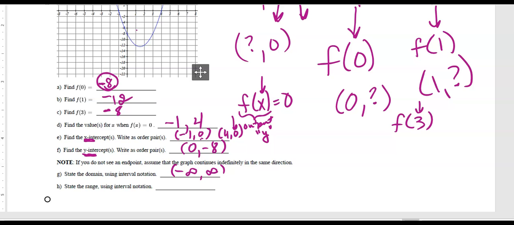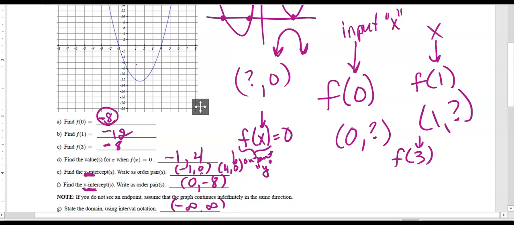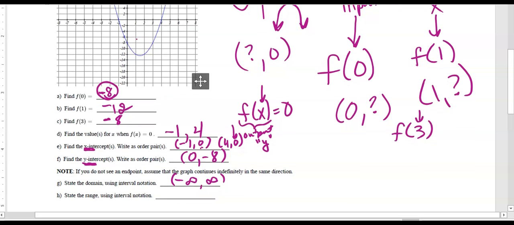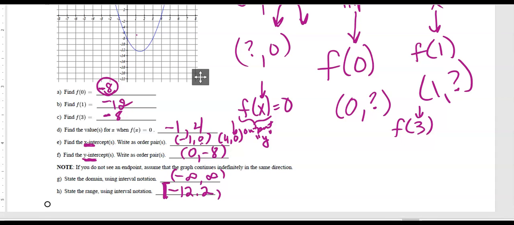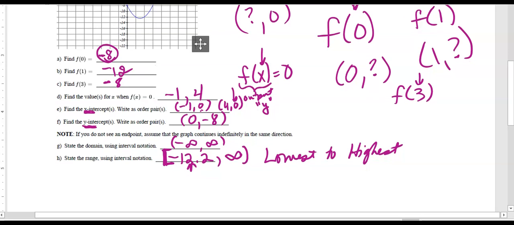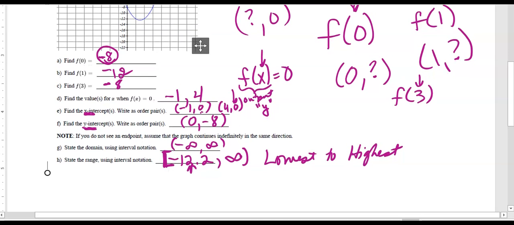And for my range, from my lowest to my highest, what's the lowest my graph goes? My graph looks like the lowest it goes is negative 12.2. I'm guessing. And it's including that, so make sure you put a bracket on that end where the vertex is. And then the highest will be infinity for mine. Okay? So it's always lowest to highest. And wherever the vertex is will be your lowest or your highest, depending on which direction it goes. And you will want to use a bracket.